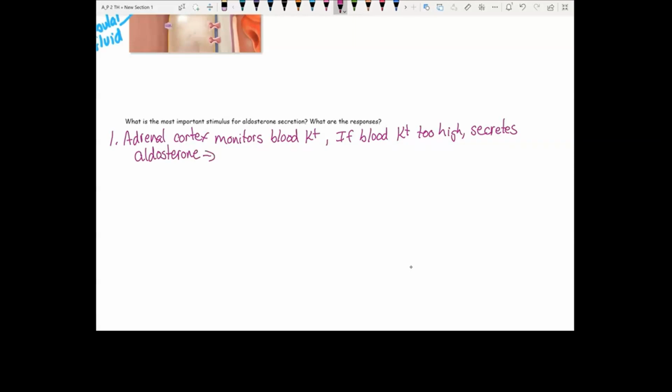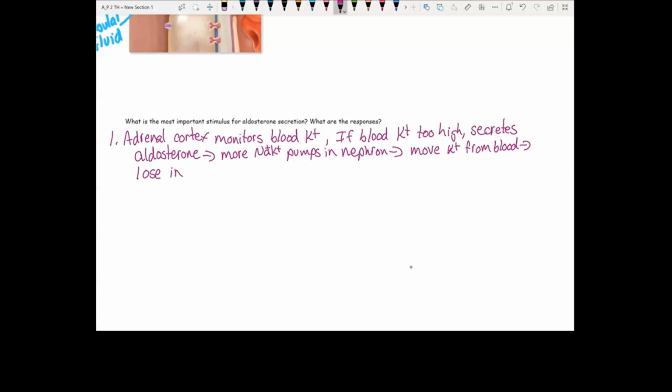The aldosterone will cause you to have more sodium-potassium pumps in your nephron. And they will move potassium from the blood. And you will lose this potassium in the urine.